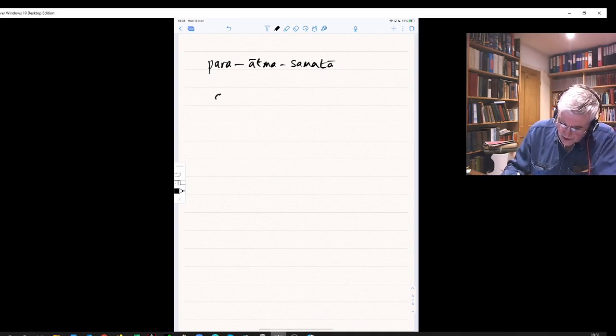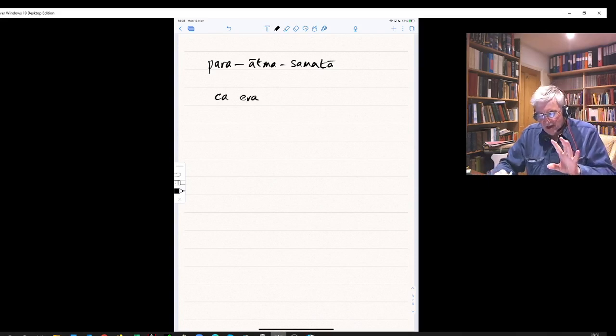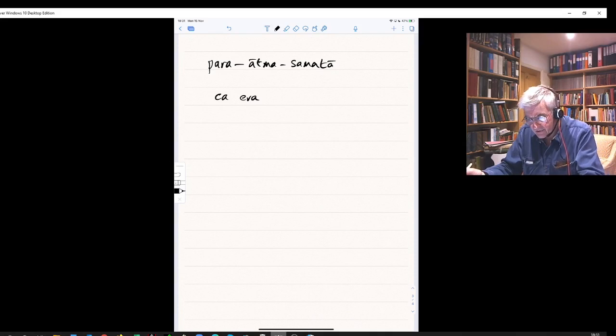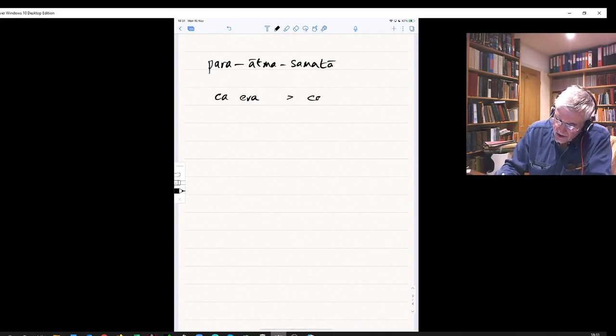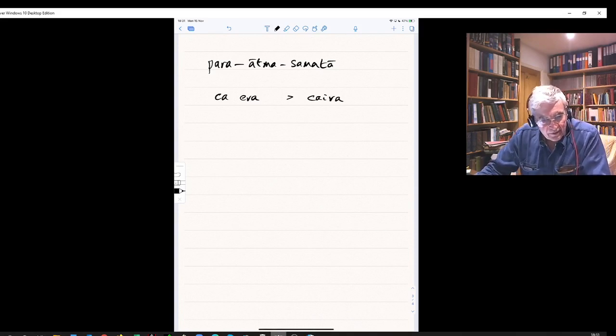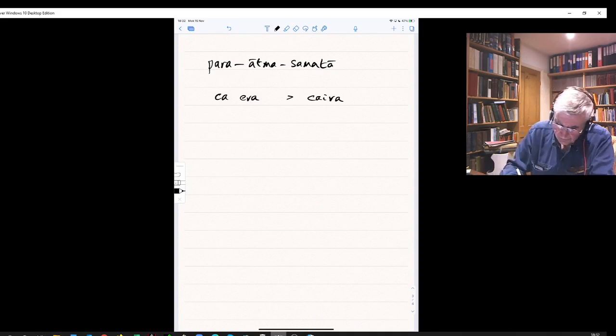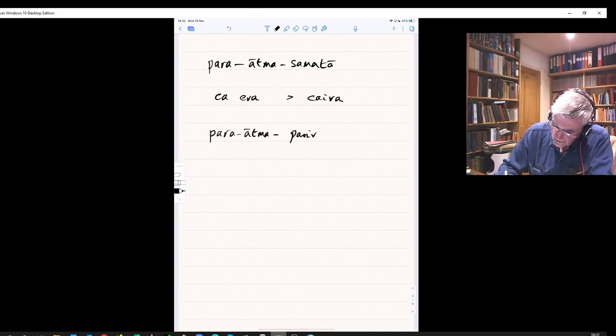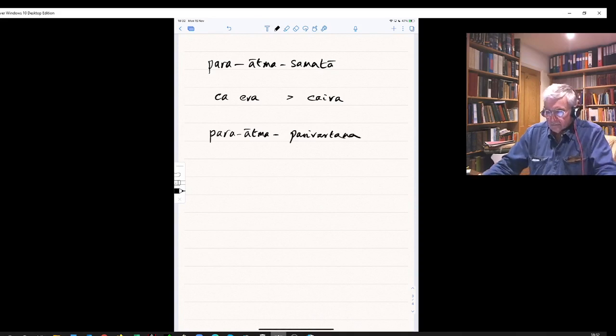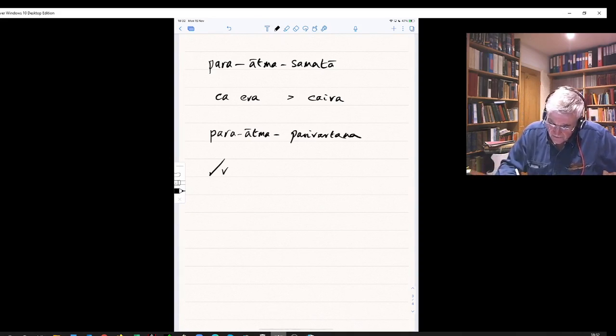Paratma samata chaiva. Cha eva. Cha and eva is just the emphatic particle. It often does add a meaning, but this is one of the cases where it doesn't. It's just, and indeed. So cha eva by sandhi becomes chaiva. So paratma samata cha eva, which is paratma samata chaiva. Paratma parivartanam. Again, we have this juxtaposition of para and atma in paratma parivartanam. So para, atma, parivartana. Parivartana, self-other exchanging. The root vrit.